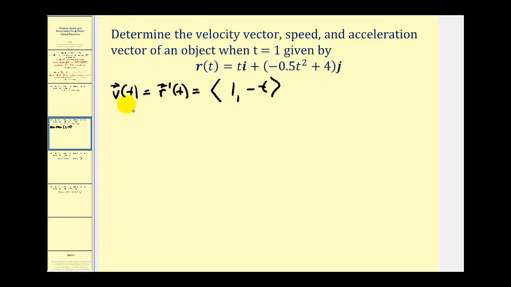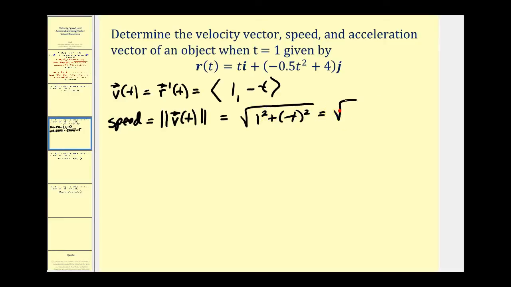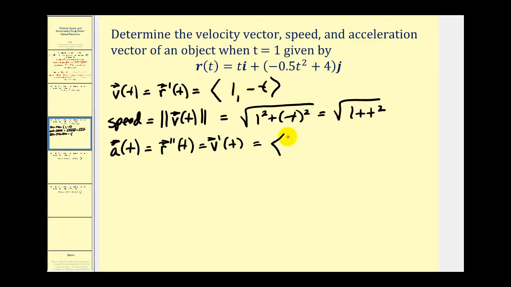To determine the speed, we would need to find the magnitude. So we'd have the square root of 1 squared plus negative t squared. That'll give us the square root of 1 plus t squared. And let's go ahead and find the acceleration vector valued function. Remember, the acceleration is going to be equal to either the second derivative of the position function or the derivative of the velocity function. Well, here's the first derivative, or the velocity vector valued function. So let's go and take the derivative of each of these components. The derivative of 1 would be 0, and the derivative of negative t would be negative 1.